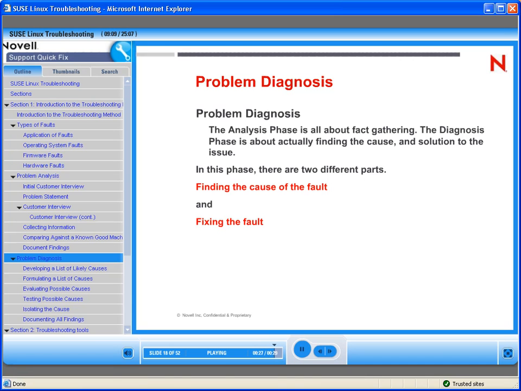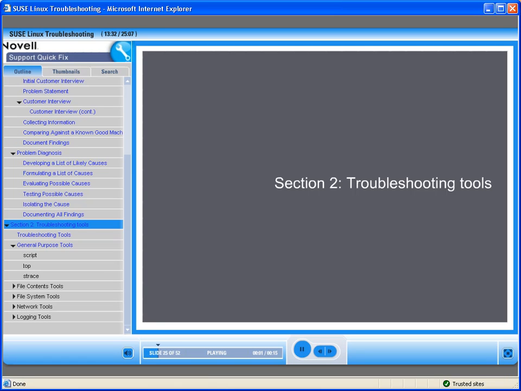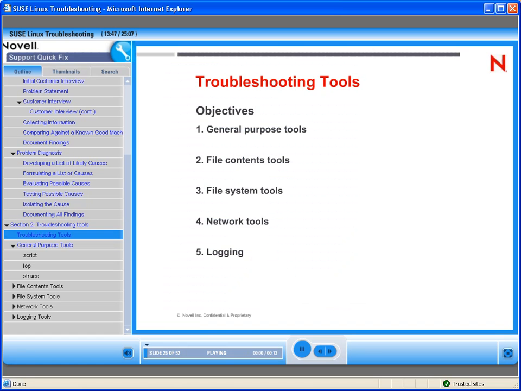Now we're going to talk about troubleshooting tools. These are tools that are available on the command line to help you resolve an issue. They are in no way a complete list of tools. They're just a few that I put together that I think are extremely helpful. These troubleshooting tools are broken down into five different categories: general purpose tools, file contents tools, file system tools, network tools, and logging.